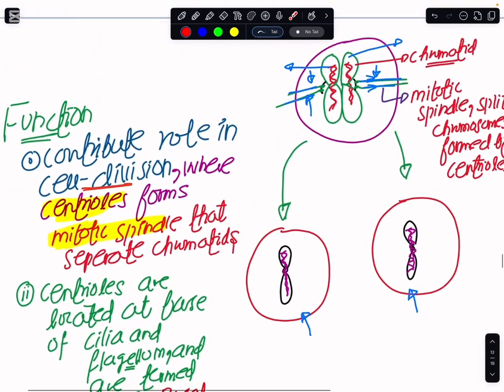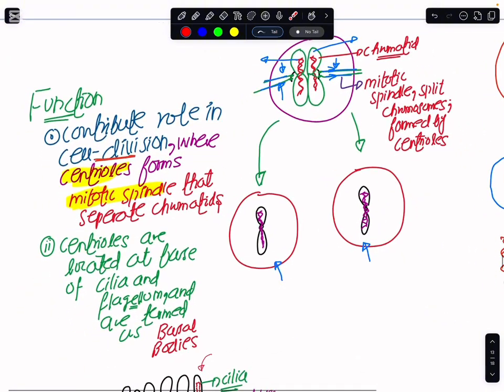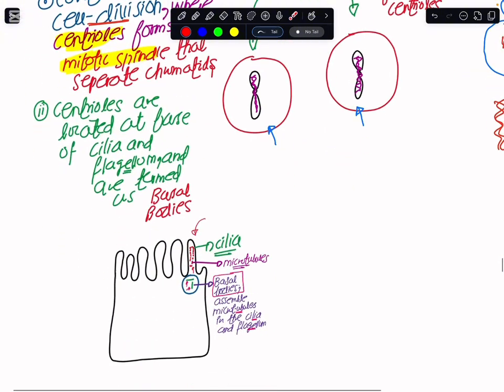If I were to simply read it out for you, these centrioles contribute a role in cell division, and they make up the mitotic spindle or spindle fiber, which separates the chromatids having the DNA molecules in them. Other than that, these centrioles lie at the base of the cilia and the flagellum, and over there they are called the basal bodies.